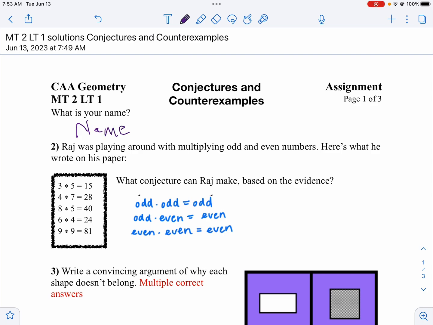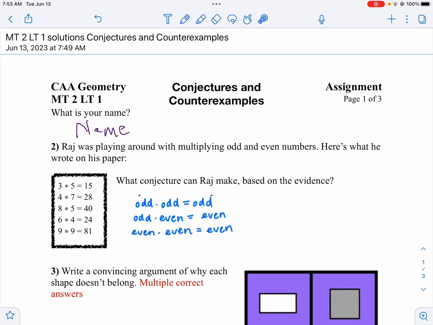On number 2, look at the pattern of when you multiply odd and even numbers. So if we take 3 times 5, we get 15. In other words, an odd times an odd equals an odd. We got 9 times 9 equals 81. Odd times odd equals odd. That's where we get our first row.